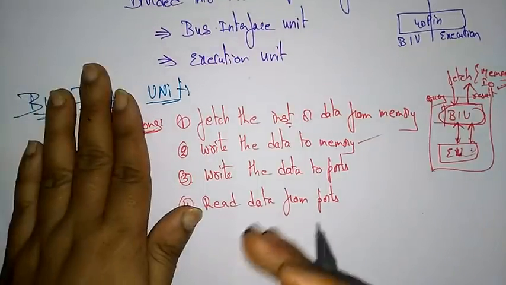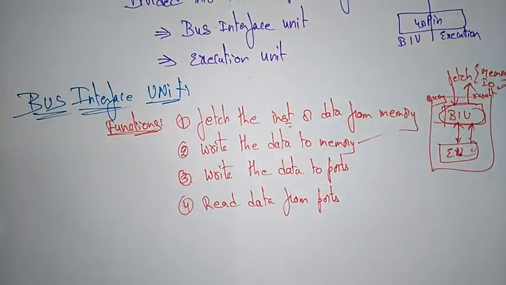So this is simple information. The bus interface unit is always taking and giving, that's it. It fetches the data from memory, then writes the data to memory, and also writes the data to input output ports, and also reads the data from ports. That is, it fetches the data from ports and memory, and writes the data to ports and to memory. So that is the work of the bus interface unit.